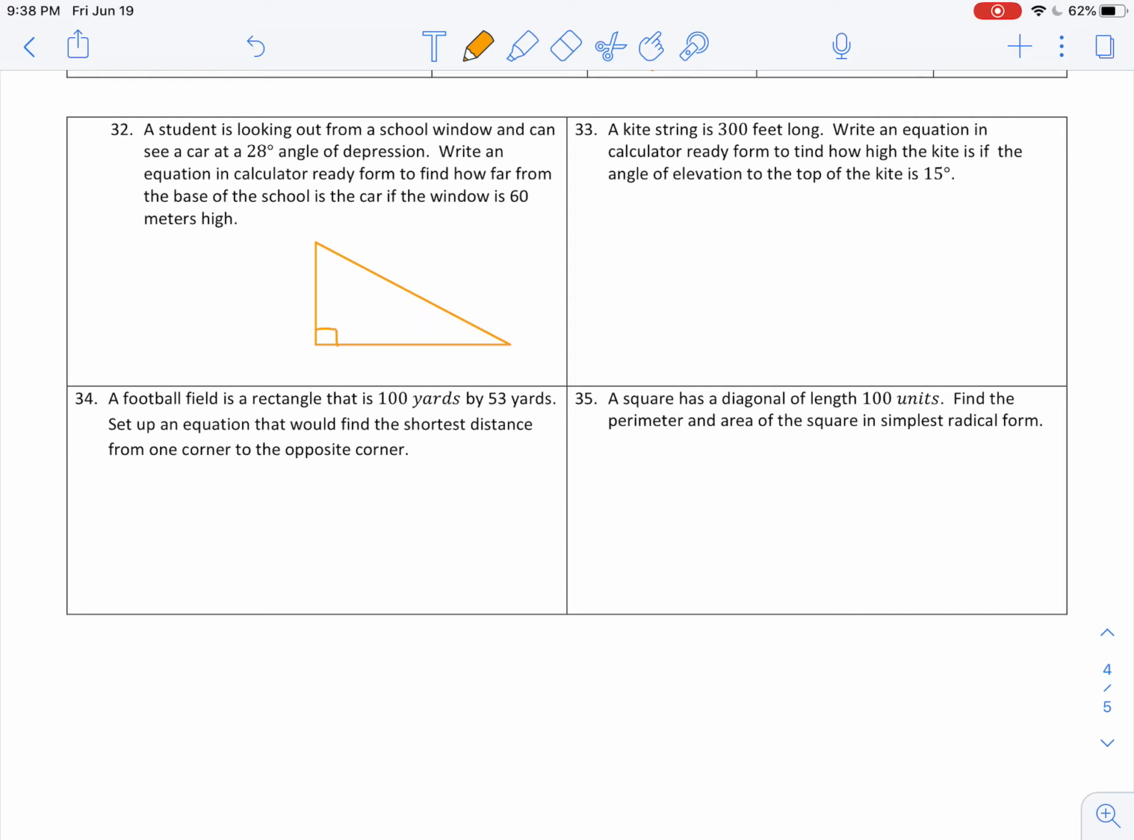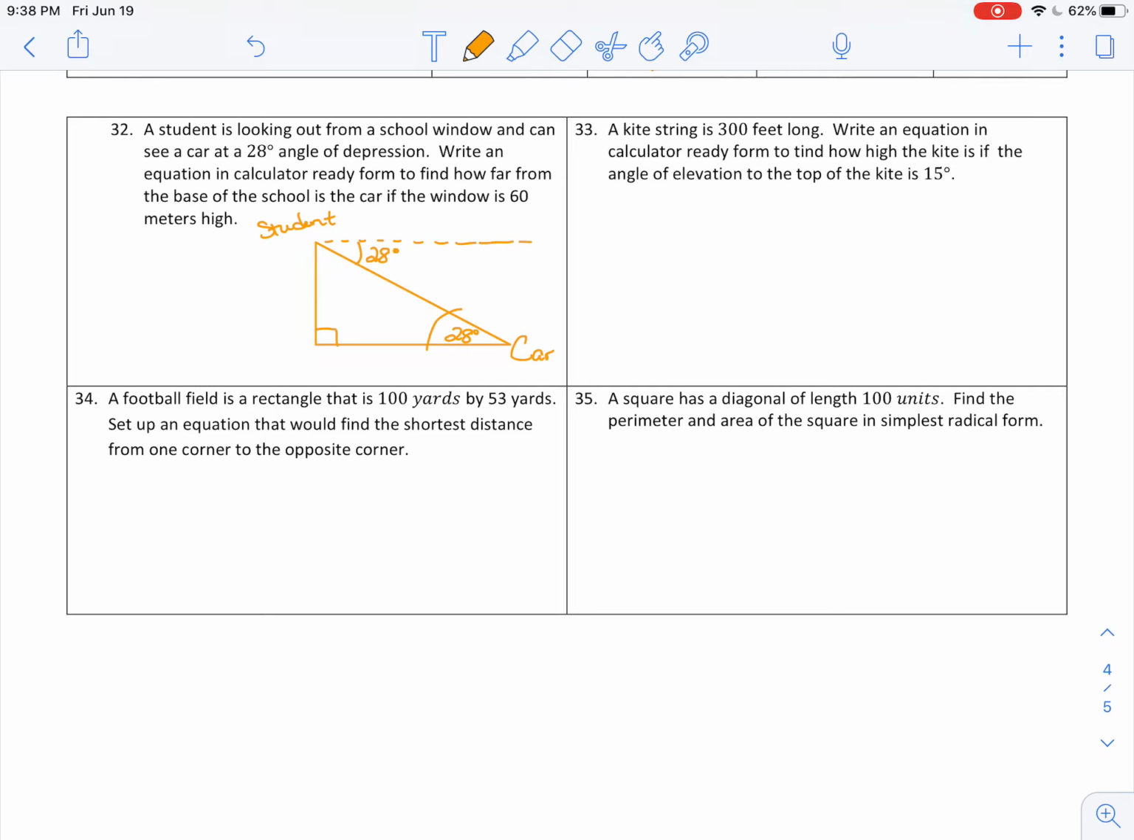So a student is looking out from a school window. You can see a car at a 28-degree angle of depression. So the student's looking out the window. My student is up here. They see the car, which means they could look horizontally, but they don't. They look down at an angle of depression to see the car. And that angle outside the triangle messes with people's heads. I mentioned you could always throw it in the bottom corner and be correct.